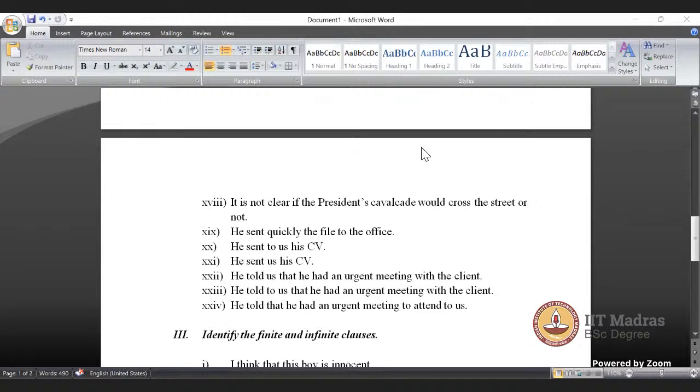Can we use "quickly" after the file? "He sent the file quickly to the office." No, Harshit. That is wrong.